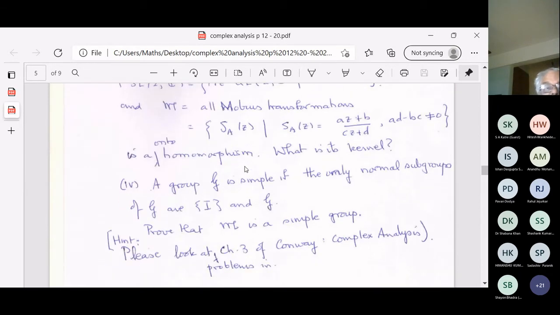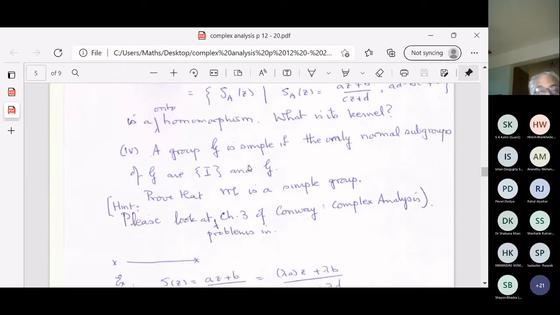What is its kernel? This is a series of exercises which tell you properties about Mobius transformations. These are actually very interesting exercises, and this is why SL2C or Mobius transformations are important. The outline of this proof is given in Conway. I hope you will have a look at it.